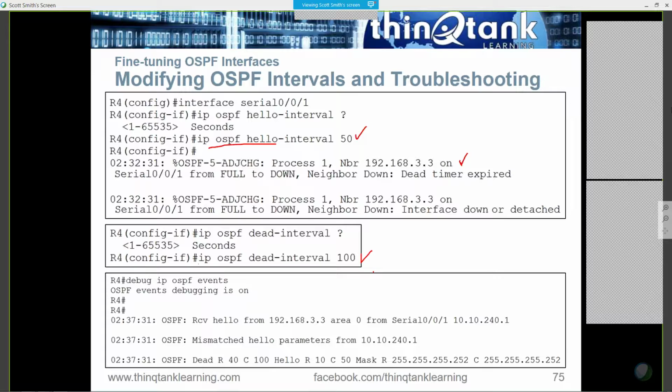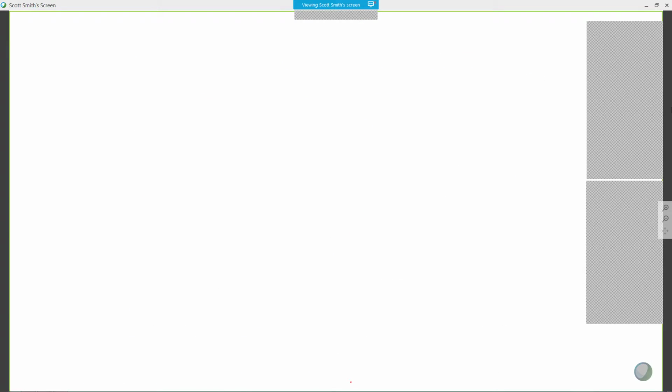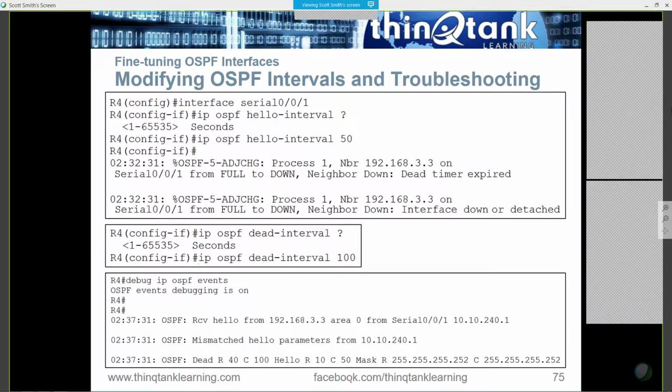Check it out. I did a debug. I received a timer of 40. I'm configured with a timer of 100. I received a timer of 10. I'm configured with a timer of 50. So, oops. Those are not going to match.